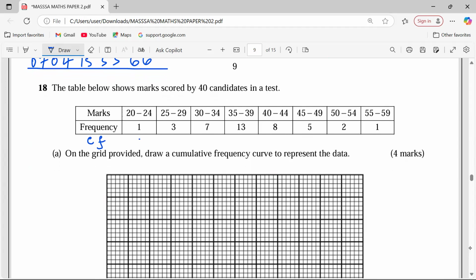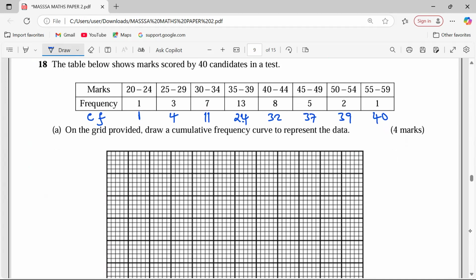Remember, we start with the first frequency of 1. Then we add the next one, which is 3, 1 plus 3, we get 4. Then 4 plus 7, we get 11. 11 plus 13, this gives us 24. 24 plus 8, this will give us 32. Plus 5, 37. Plus 3, 39. Plus 1, 40. That way, we've come up with another row, which is giving us cumulative frequencies.